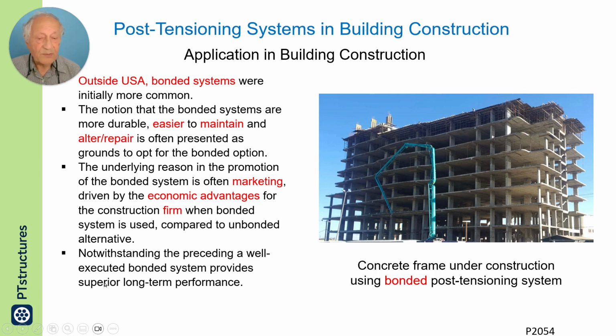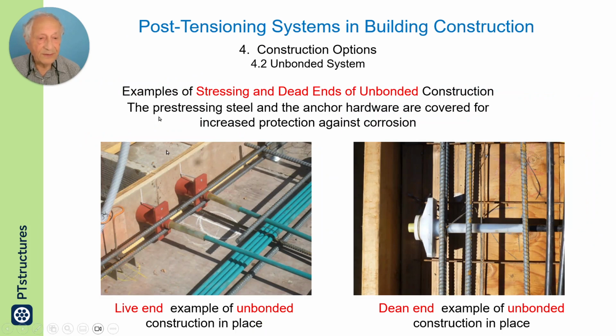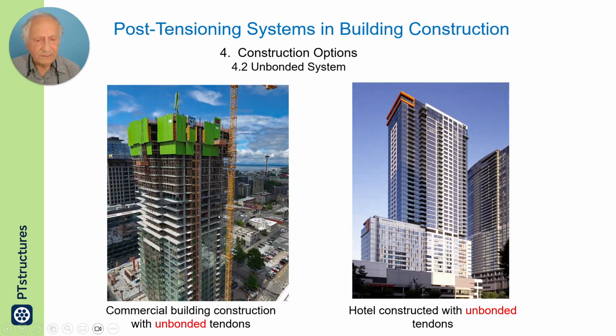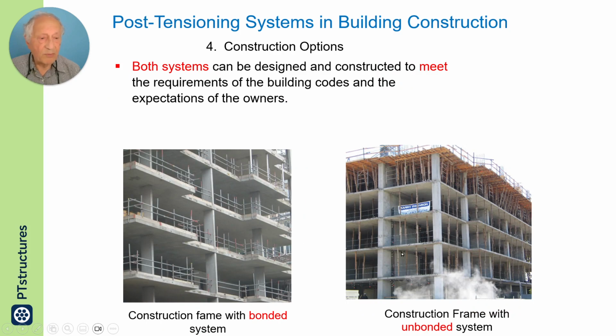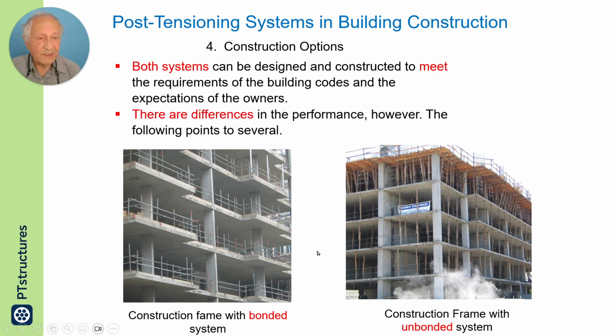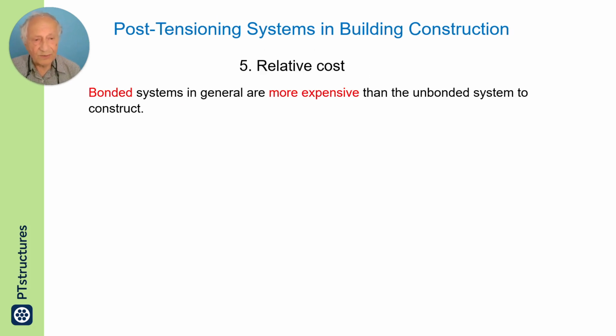Both systems provide acceptable, good long-term performance when done rightly. Here I have the example of the stressing end and dead end of an unbonded system. Each of these tendons holds one strand. Example of unbonded system in construction, both of them high rises, and examples of a bonded system under construction. Both systems can be used in, I would say, practically any type of building construction.